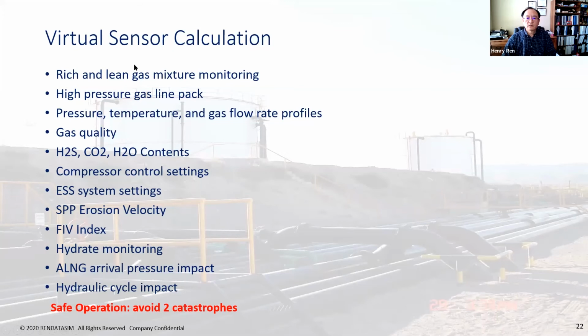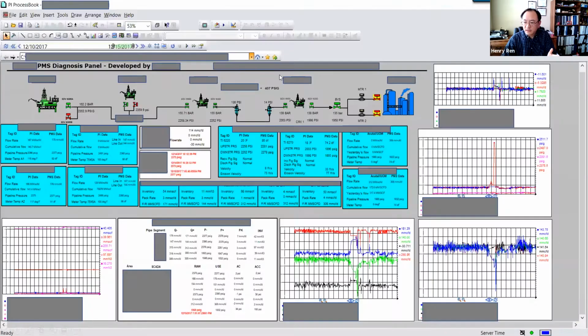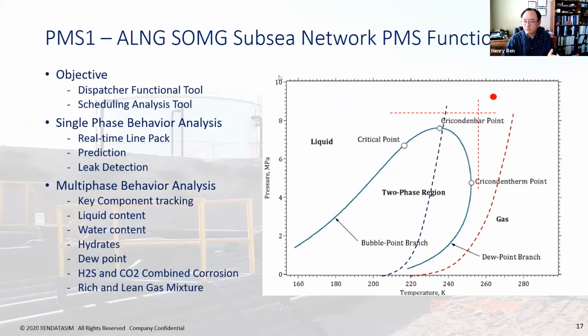So overall, all those values calculated, and the rich and the lean gas mixture monitoring, this is critical, because this is related to the phase diagram. As I said, this phase diagram is shifting, dynamically shifting.